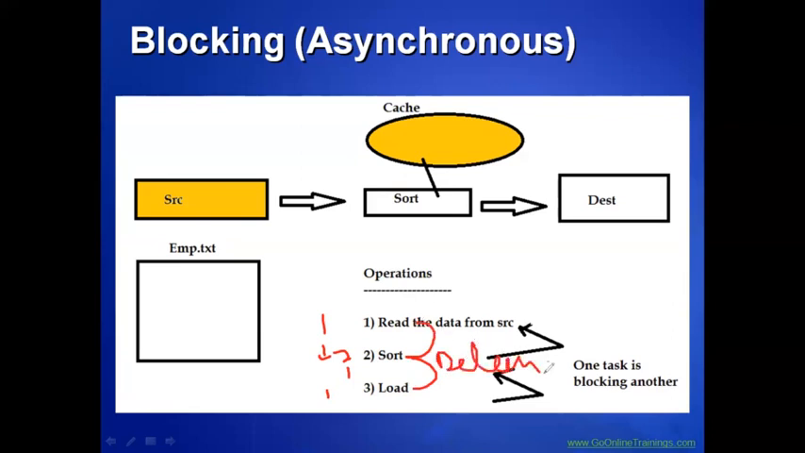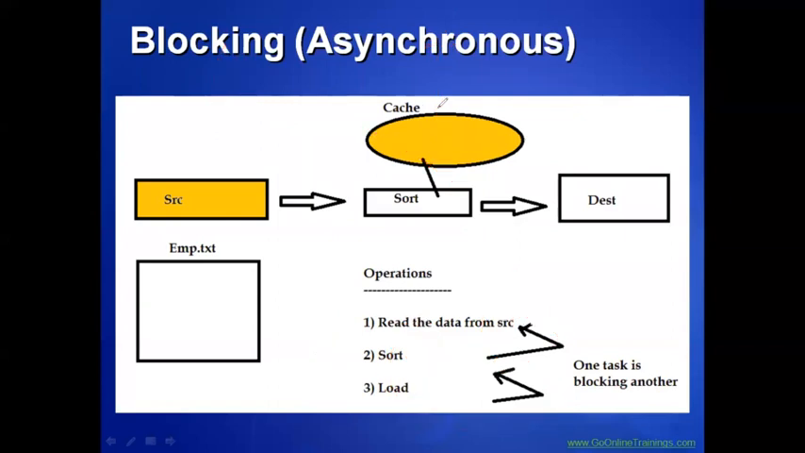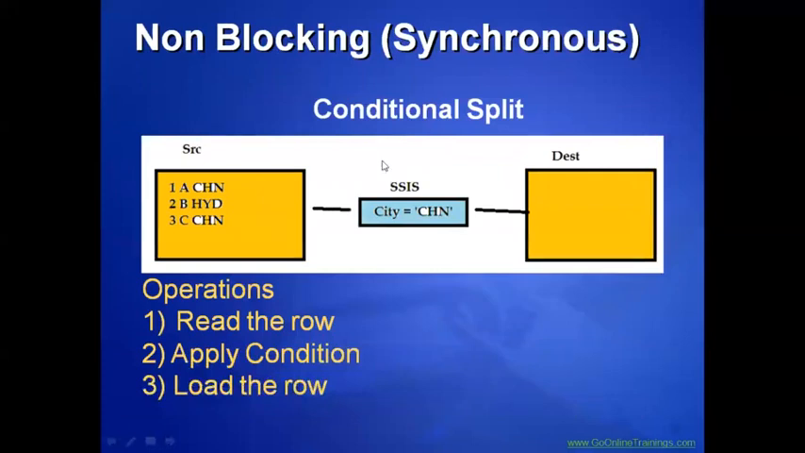When there is a delay, that transformation is called a blocking transformation, or that is called asynchronous. Clear? So sort transformation is also called an asynchronous transformation. Means one task to another task, there is a delay. Clear? So now I will give you one more example of a conditional split.